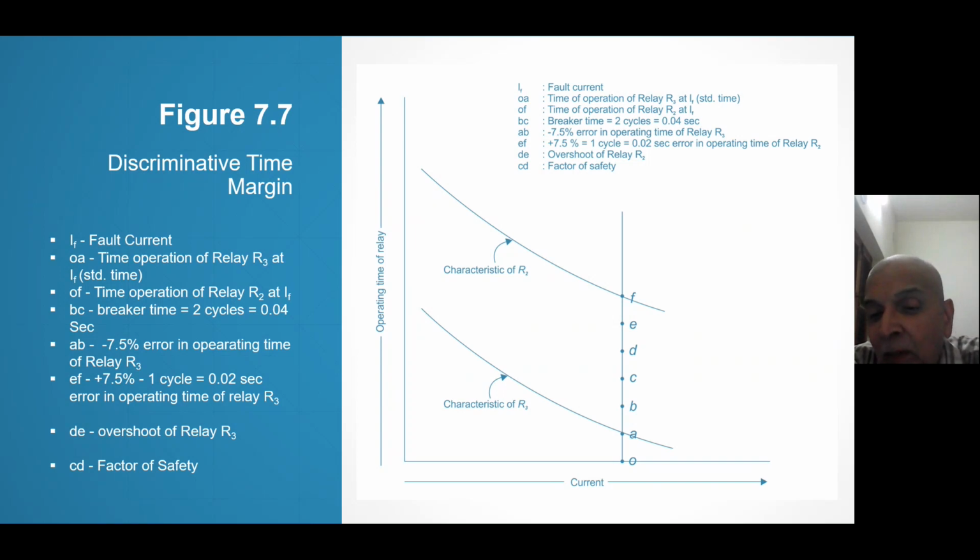I've come up to C and I've come up to D. If C and D coincide, then R2 and R3 both will operate simultaneously, which is wrong because the fault was beyond R3. Therefore, you have to consider relay errors, breaker time, overshoot, and then you have to consider safety margin CD, which I have considered 0.1 second.